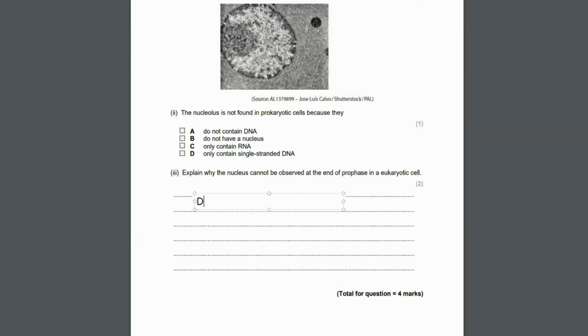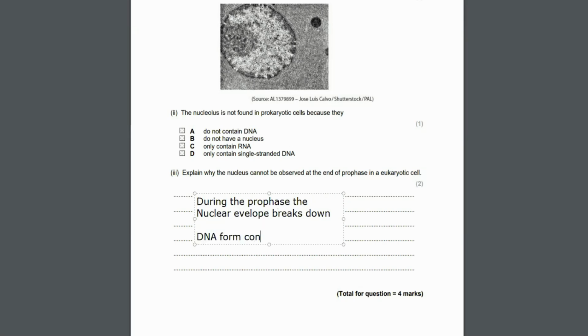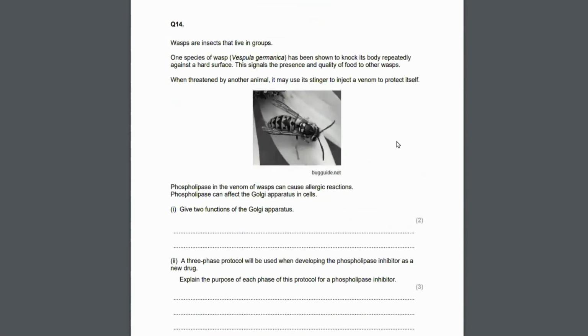Explain why the nucleus cannot be observed at the end of prophase in a eukaryotic cell. What happens to the nuclear membrane is that it breaks down or dissolves in prophase. So we're just left with the chromosomes, and the chromosomes condense, okay? So really your 2 marks here are for saying that the nuclear envelope breaks down and the DNA condenses into separate chromosomes.